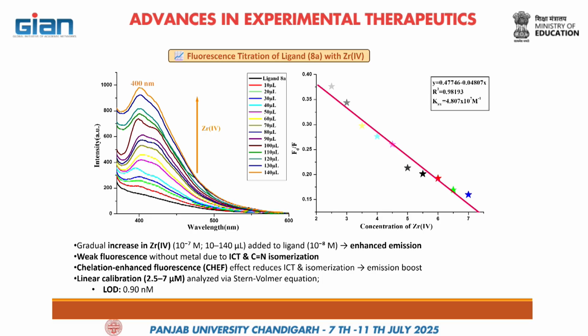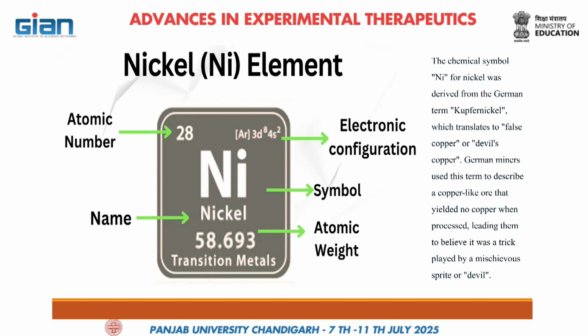Upon introduction of the metal ion, there was chelation-enhanced fluorescence that reduces the ICT and isomerization, and hence the emission band boosted up. The linear calibration curve was used to find the limit of detection, which was found to be 0.9 nanomolar.